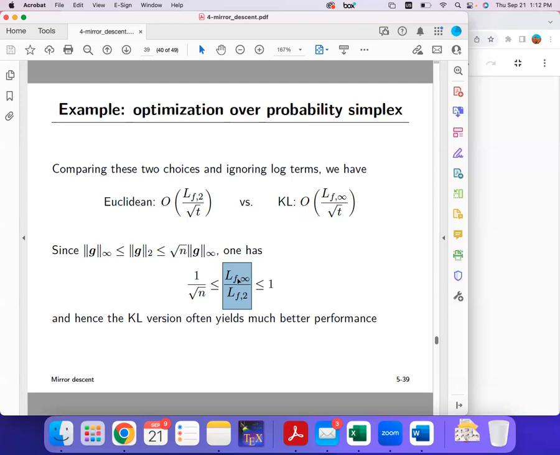So in the worst case, we have 1, which means this bound is the same as the Euclidean bound. But in the best case, we can have 1 over square root of n. So this will be much smaller than the Euclidean case by a factor of 1 over square root of n. This n is the dimension of your problem. So if you're looking at a problem with thousands or tens of thousands of dimensions, this will make a big difference.